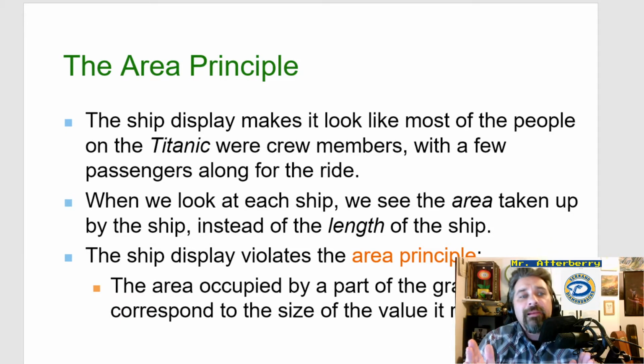Having that picture kind of distorted can distort your thinking or your perception of what that actual value represents. So by just making everything the same, just make a bar graph. Use nice, easy, simple-to-read-and-understand shapes instead of trying to do weird stuff. When we look at each ship, we see the area taken up by the ship instead of the length of the ship.